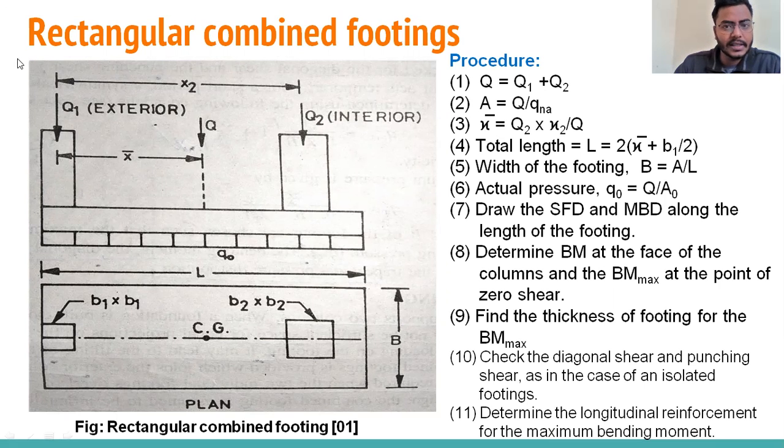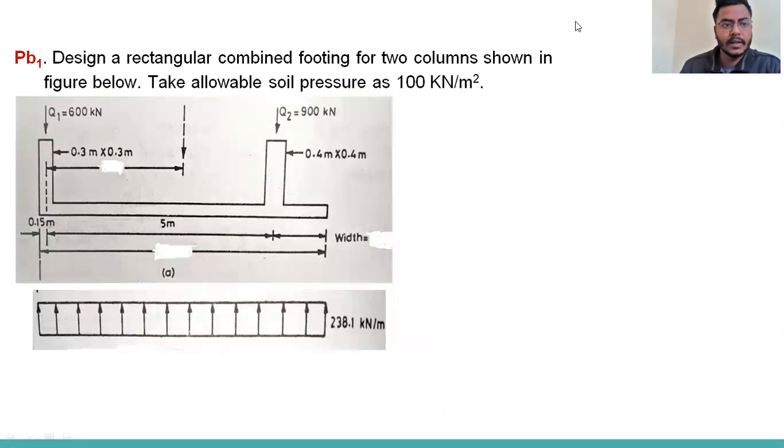Okay, so let's discuss some numerical problems so that we can understand more and more. The first question: design a rectangular combined footing for the two columns shown in the figure, taking the allowable soil pressure as 100 kN per meter square. This is the qna. Here the column load is 900 kilonewton, and here Q1 is 600 kilonewton.